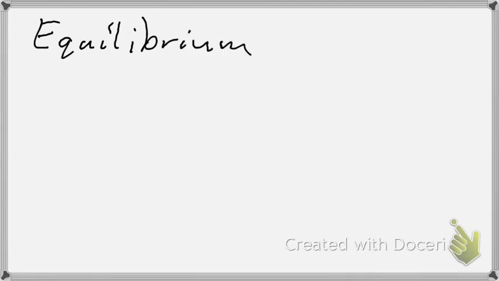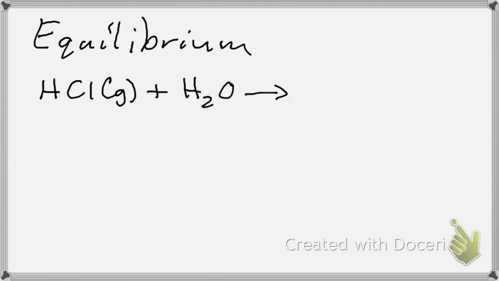In this video, we're going to consider a very important concept from chemistry, and that concept is called equilibrium. So let's do this by example. If I take hydrogen chloride gas and dissolve it in water, I will create the hydronium ion and the chloride ion. Now, in this equation, we have a basic acid-base reaction.